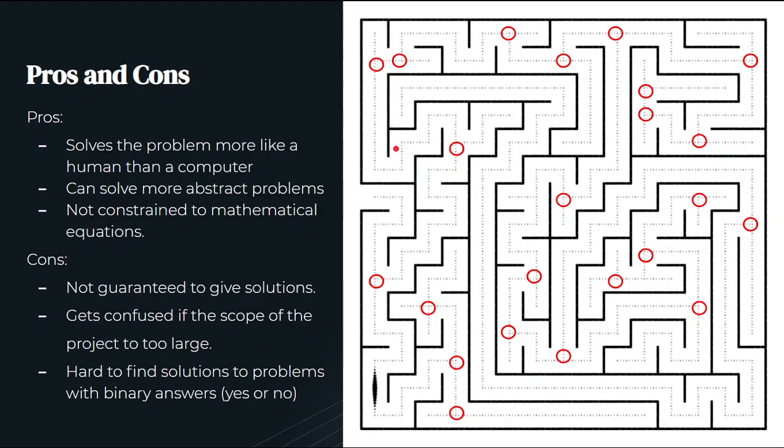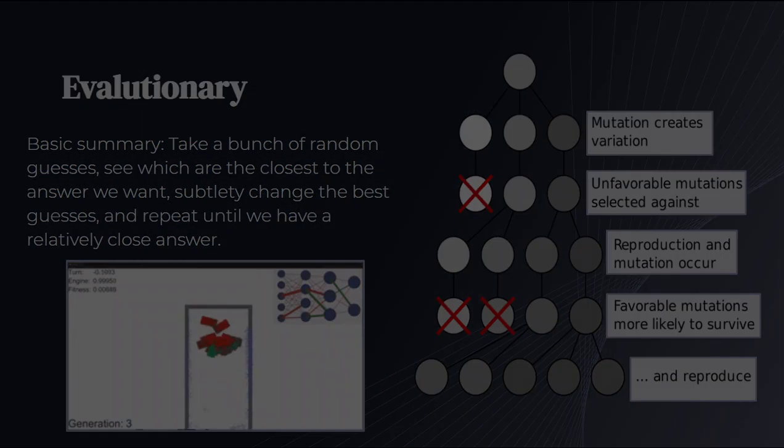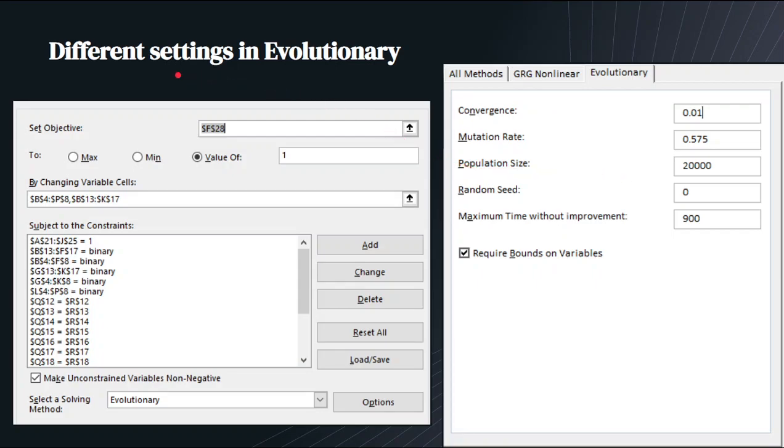This little looped gif isn't exactly doing the evolutionary process, but I think it's a good explanation of what the evolutionary process is trying to do. There are also different settings that we can use in the evolutionary solver in Excel that can help us kind of mitigate some of the cons as before.